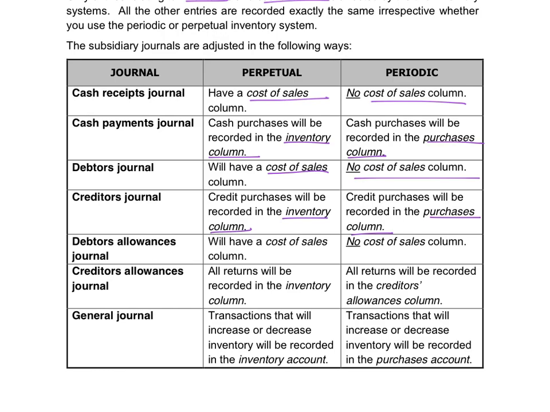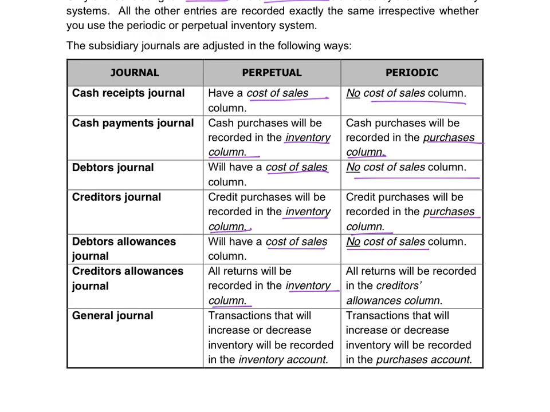Debtors allowances journal will have a cost of sales column in perpetual, and there will be no cost of sales column in the periodic system. Creditors allowances journal, all returns will be recorded in the inventory column. That means when we use the perpetual inventory system, every time we buy goods or sell goods or return goods, it will be recorded in the inventory account, and you will use a cost of sales column and an inventory column in your subsidiary journals.